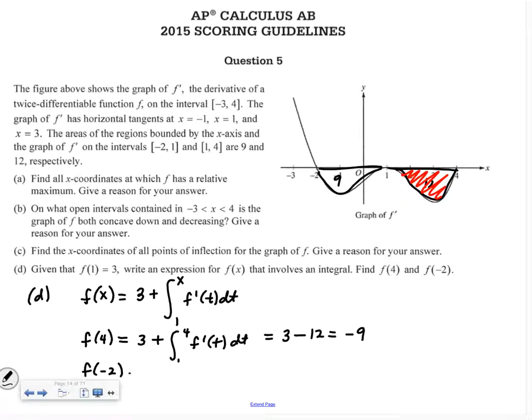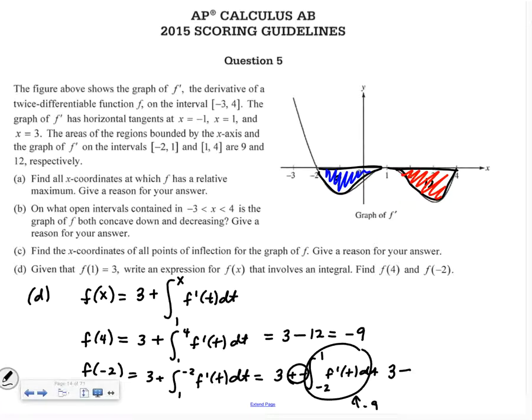And then f of -2 is going to be 3 plus the integral from 1 to -2 of f prime of t dt. And that should look a little funny to you. We don't like writing 1 to -2, so I'm going to flip it and do -2 to 1. And when I do that, I gain a negative. So that -2 to 1 is this portion, which was 9. So I'm going to get 3 plus a negative, well, it's kind of tricky because it's minus, right, this was a minus. And then that whole integral here is -9. So minus a -9, so you should get 12 for that one.